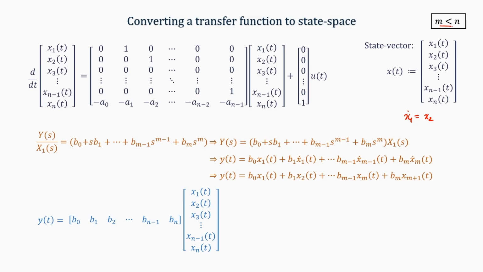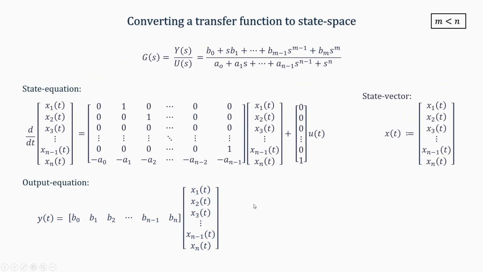Notice one important thing, I have taken m to be less than n, which means somewhere down the line, suppose this is x_m(t), there will be a b_{m-1} term there, and after that the rest of the terms will become 0, right, because those terms do not appear in this equation since m is less than n. Of course, if m is equal to n, then all the terms will show up.